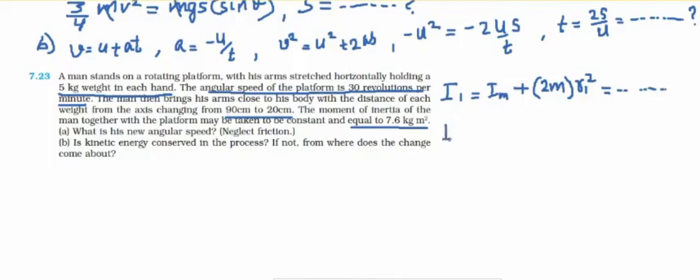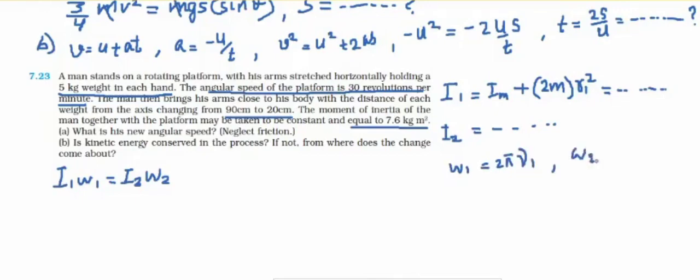Then similarly I2. For I2 we can use the same formula, the only difference is that instead of R1 we need to use R2, that is 20 centimeter converted into meter. So we get I1 and I2. Now there is no external force here, so we can apply the law of conservation of angular momentum: I1 omega 1 is equal to I2 omega 2. Again, omega 1 is equal to 2 pi mu 1 and omega 2 is equal to 2 pi mu 2.